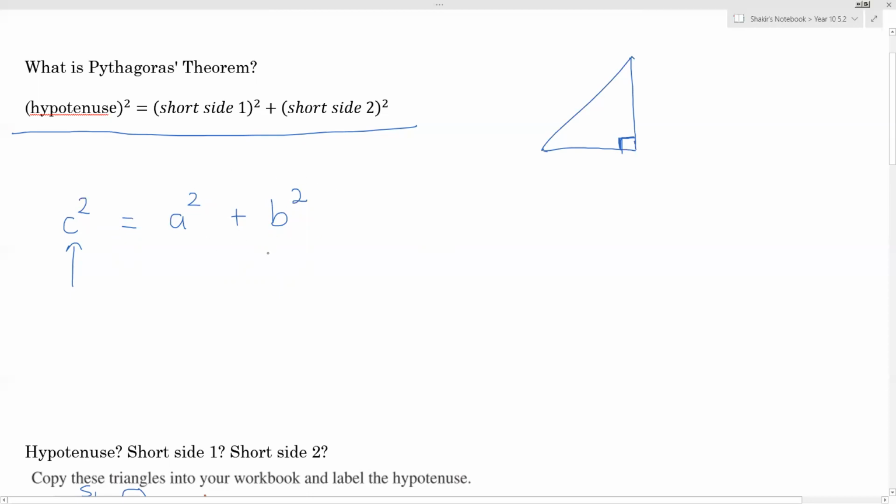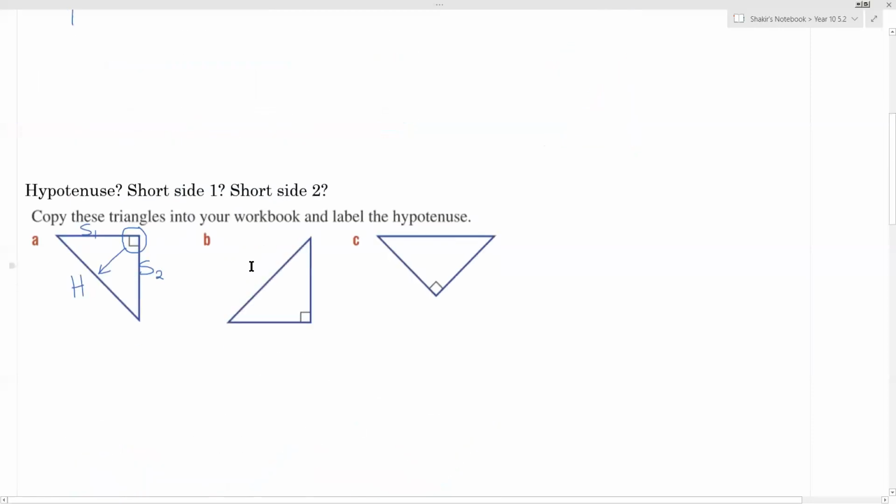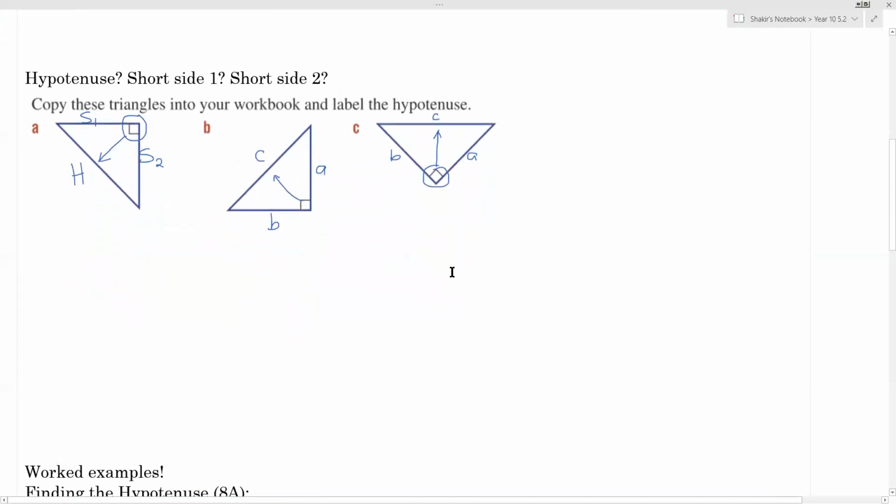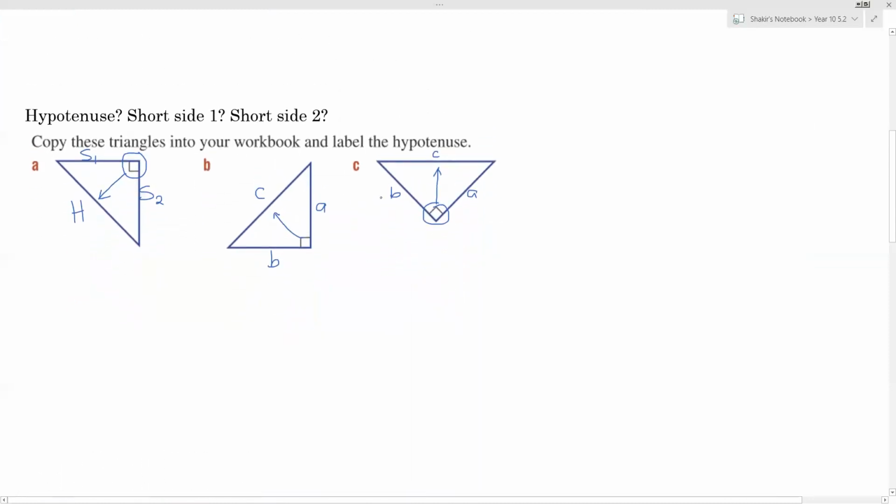Doesn't matter which one you call a, which one you call b. So over here, the hypotenuse is opposite the right angle, so I'm going to label that c. And the other two, it doesn't really matter. I can call this A and B, or it could be the other way around. This could be A and that could be B. It wouldn't matter. Once again, opposite the right angle is C, and the other two don't matter. I call this B and A this time. Why not? It doesn't make a difference. And so the relationship between these sides would be C squared is equal to A squared plus B squared.